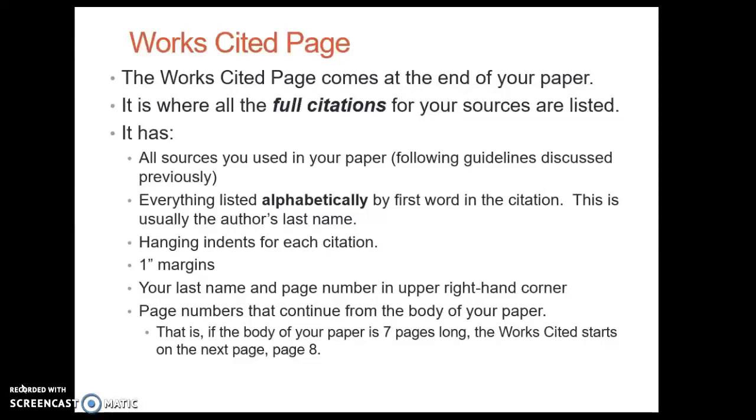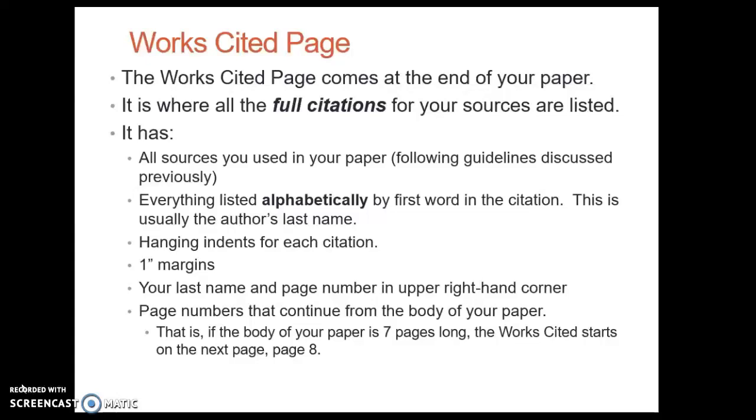Here are a few things to keep in mind. The works cited page always comes at the end of your paper. It is where all the full citations of your sources are listed. It has all sources you used in your paper following guidelines discussed previously. Everything is listed alphabetically by first word in the citation. This is usually the author's last name. Sometimes it's the title, but it's by whatever that first word is in the citation.